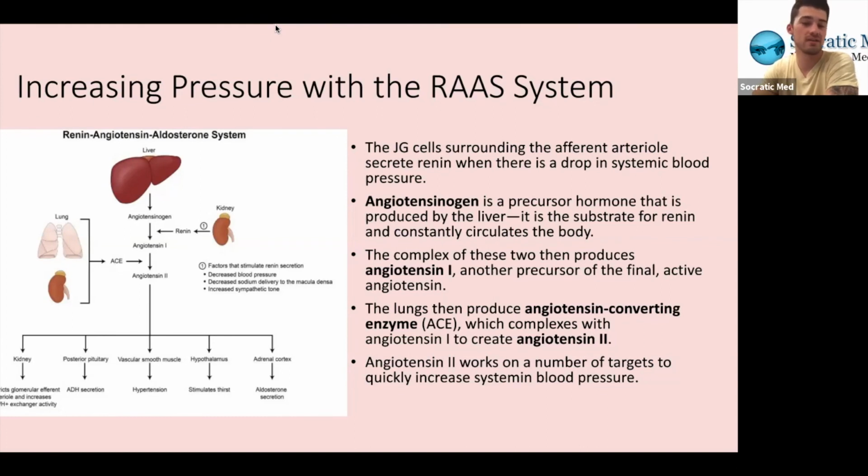So ACE, we're always increasing blood pressure, systemic blood pressure. ACE inhibitors are always going to bring it down, because we're going to stop all of this stuff from happening. Anything downstream from ACE, if you use an ACE inhibitor, it decreases it.